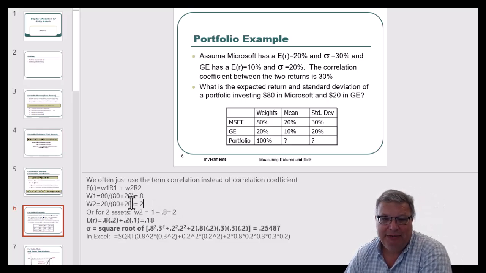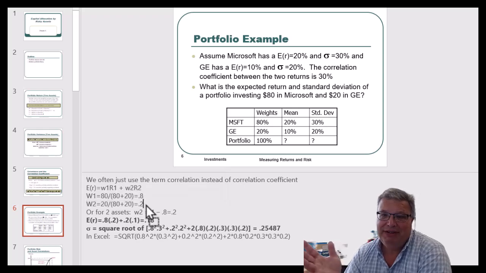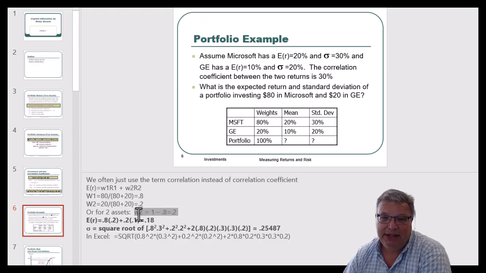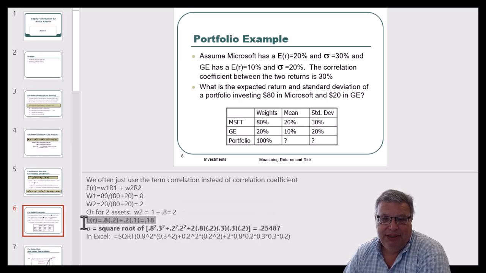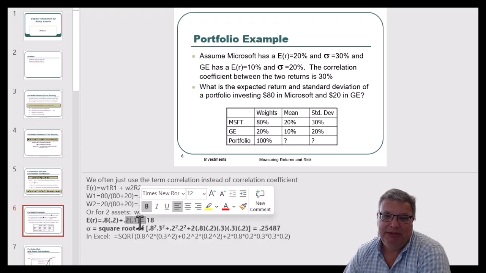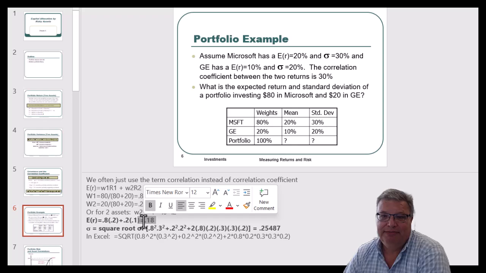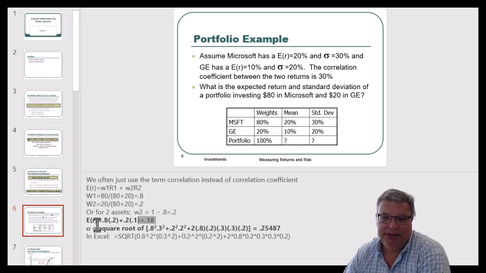We could have calculated it mathematically, but sometimes you may not have that much information. You've got to make use of this little way of calculating the other weight by just subtracting everything else from one, and then what you're left with is how much you invest in your other security. So if we plug the numbers in, 80% invested in Microsoft with a 20% return, and 20% invested in GE with a 10% return, you get 18%. So 18% is our answer for the expected portfolio return.